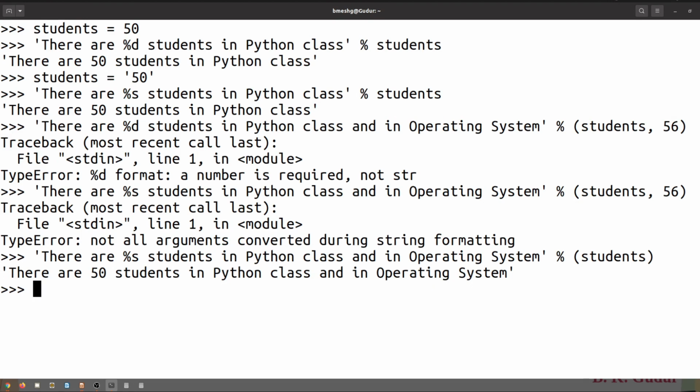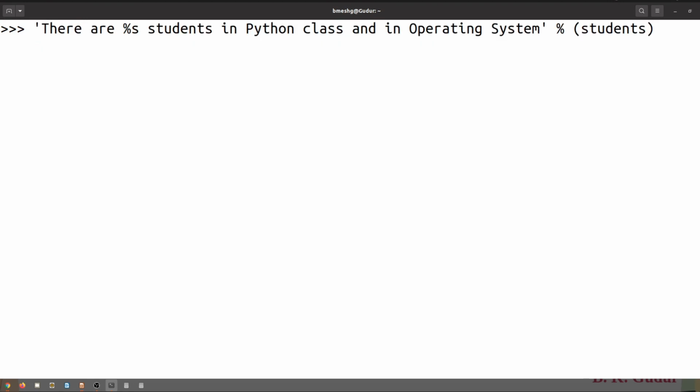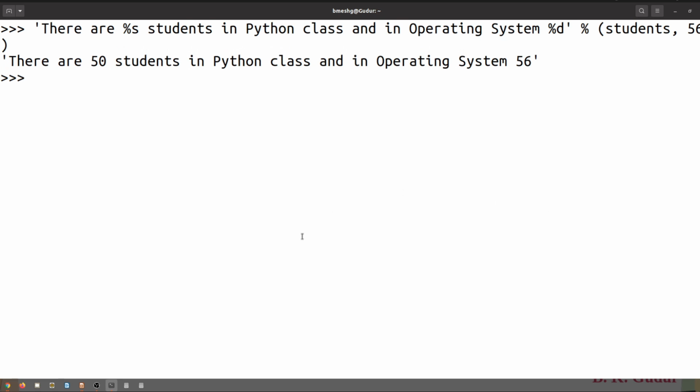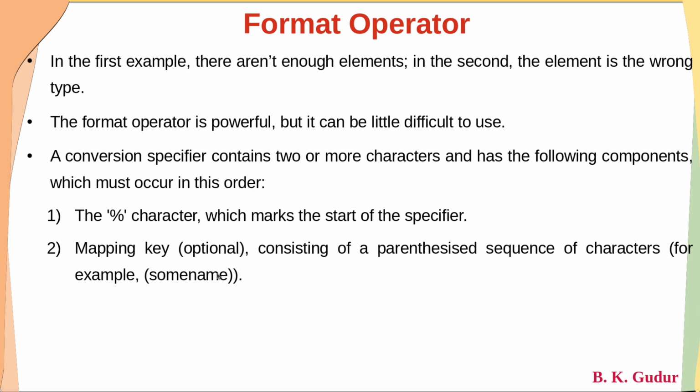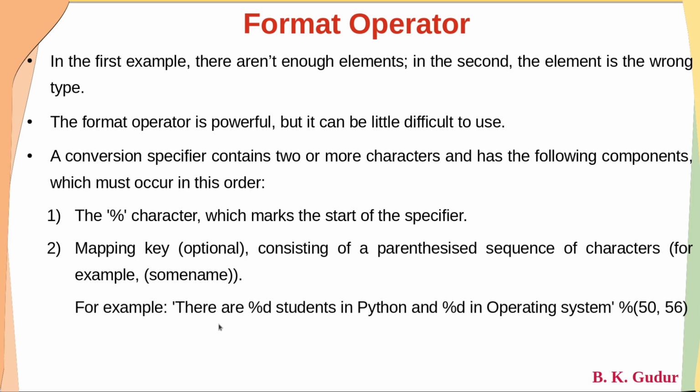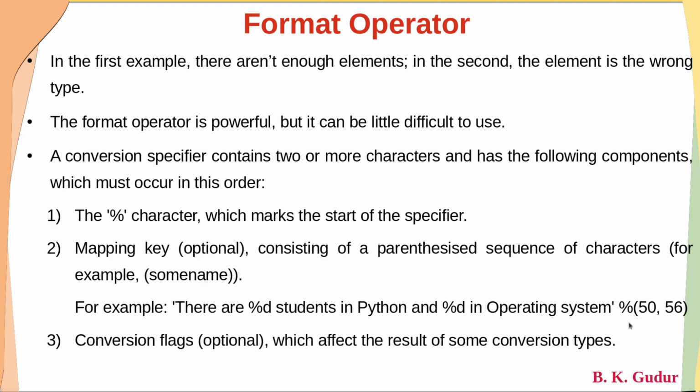If there is more than one, like for example 56, here I'll write %d. There are 50 students in the Python class and in operating system 56. Next, as I have told, there are %d students in Python class and %d in operating system, like 50 and 56. The first one is the % character, the second one is the optional mapping key, which is within a parenthesis.